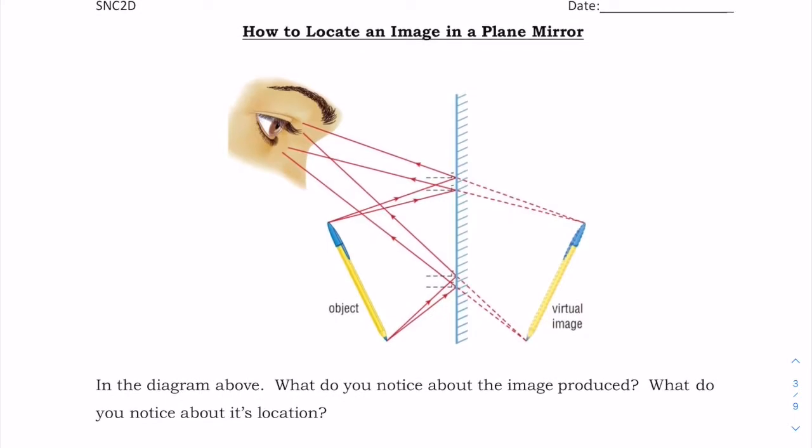Let's talk a little bit more about how we locate images in plane mirrors. So in the diagram above, what do you notice about the image produced? And what do you notice about its location? Let's discuss.